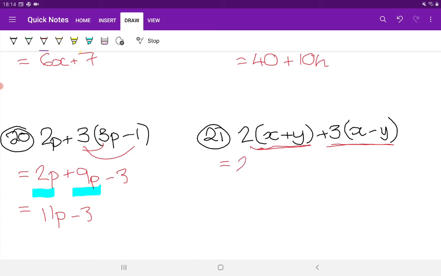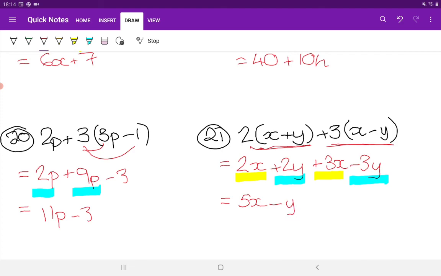Okay, so 2 times x is 2x, and 2 times y is 2y. Like that, and then we're going to have plus 3x, and we're going to have minus 3y. So that is our starting point. And in a question, if this was in a test or a homework or something like that, you'd get 2 marks just for that bit. Okay, and then we notice that we've got a 2x plus a 3x. Well, 2x plus 3x is 5x. And we also notice, hopefully, that we've got a 2y take away 3y. So if we've got 2y and we take away 3y, we end up with minus 1y, or minus y.